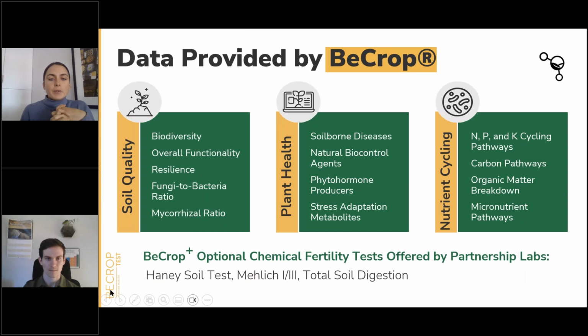And so just to recap the data that's provided in our BeCrop reports, and this is true for our BeCrop report as well as our BeCrop trials, where we're looking at all these different layers of data. So first here we have our soil quality metrics. This is where the ecosystem functionality really comes in, looking at how the whole ecosystem is working together. We're looking at biodiversity, which is pretty straightforward. How many different types of species are there? And then we look at their overall functionality. So how well are they playing together in the ecosystem? Are they interacting and promoting each other, or are they competing with each other?